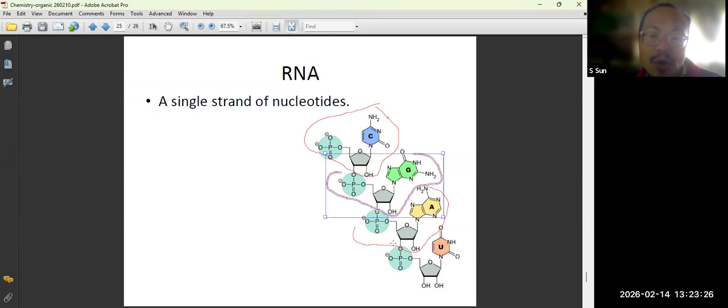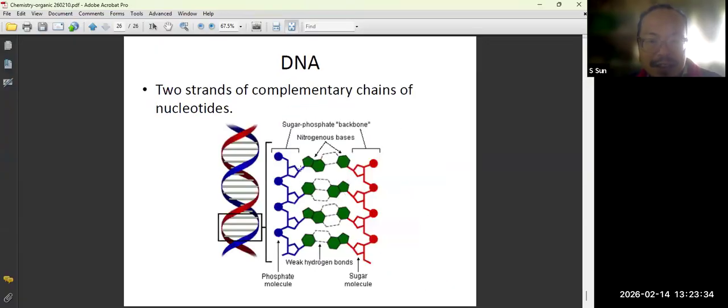RNA you only have one strand. For DNA you have one, and you have the other one. So DNA you have two right here. So this one is sugar, right? This is sugar. So attached to a sugar, this one is a nucleotide right here. That is a nucleotide. And attached to that sugar, another nucleotide right here. So 1, 2, 3, 4.